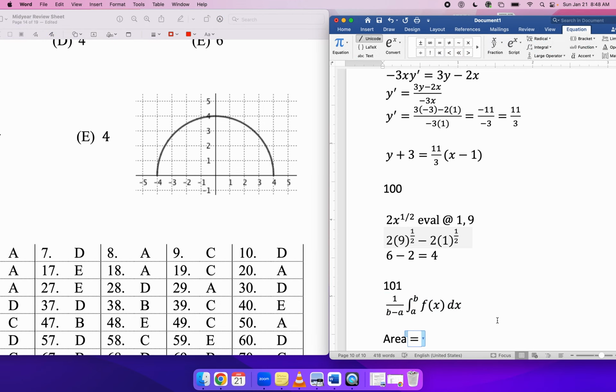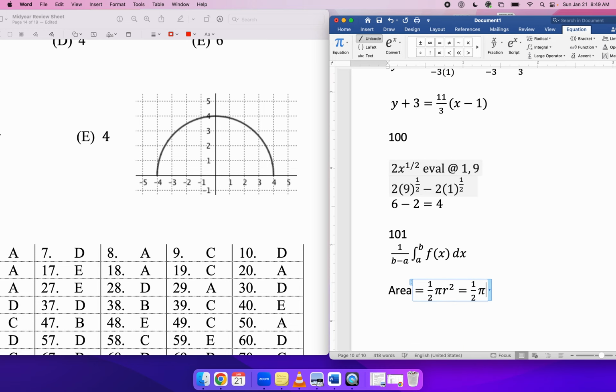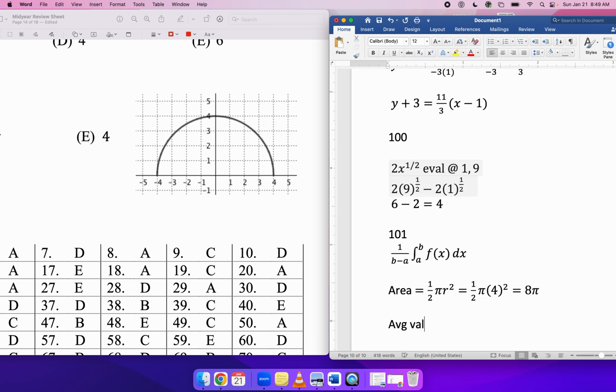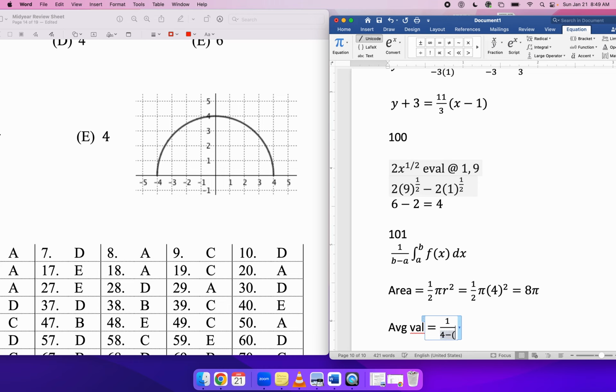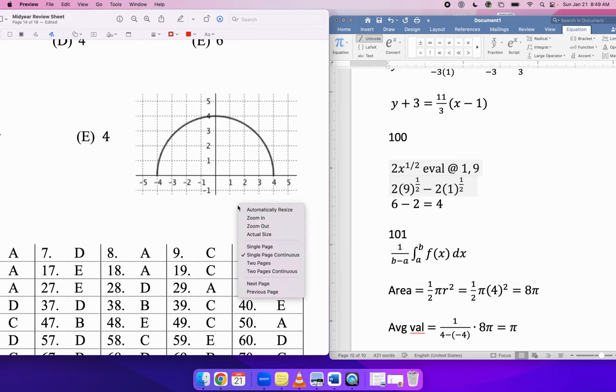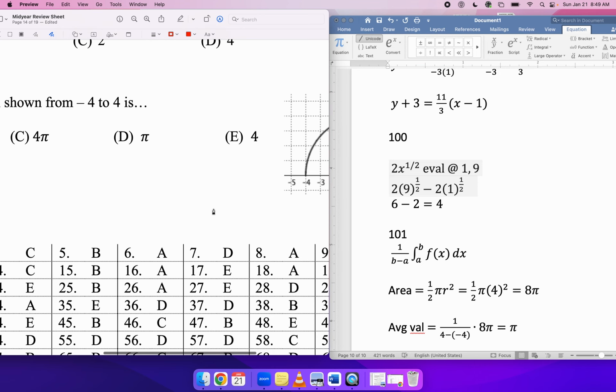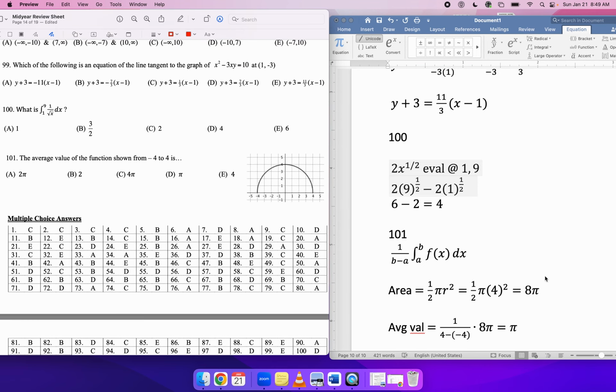Well, it's half of a circle, right? It's going to be 1/2 of pi r squared. R, of course, in this case is 4, so that's 1/2 pi times 4 squared. So that's 1/2 times 16 pi, so that's 8 pi. So the area is 8 pi, which means the average value is 1 over b minus a. So that's 1 over 4 minus negative 4 times 8 pi, which is just pi. Yeah, so I just get pi there. So that would be D. Oh, and we're done. Thank God. Okay, guys.